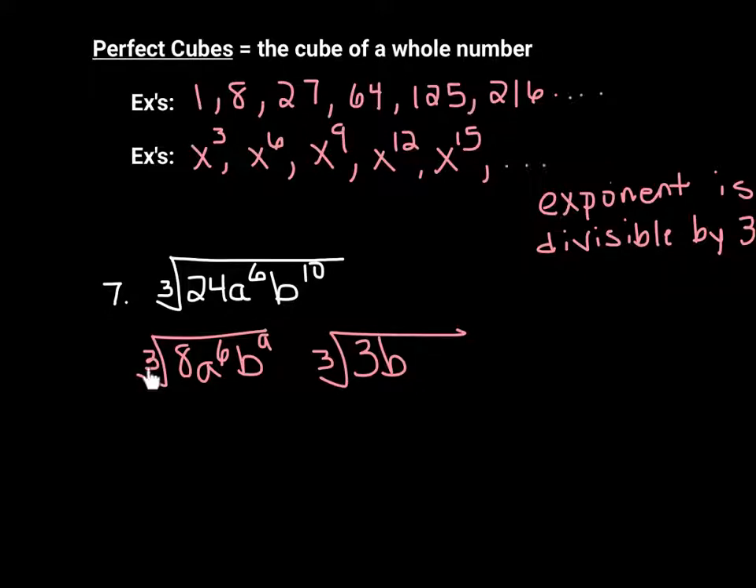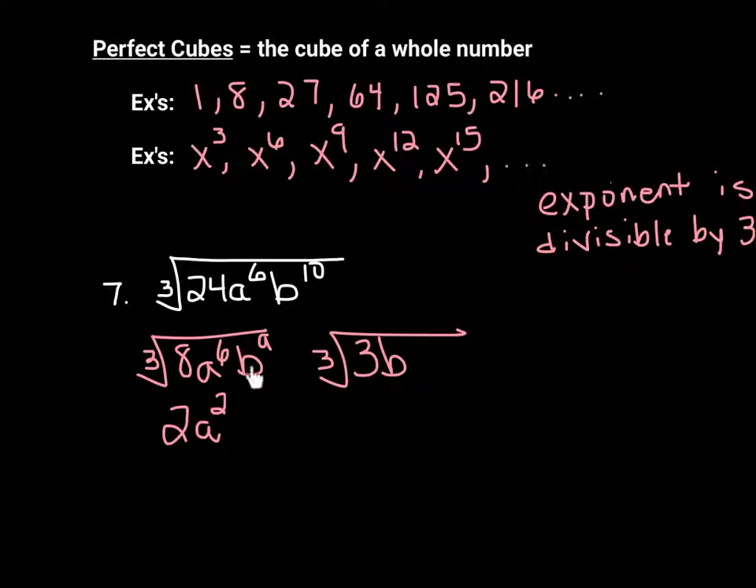So the cube root of 8 would just be 2, because 2 times 2 times 2 gives you 8. The cube root of a to the 6th would be a to the 2nd, because a to the 2nd times itself gives you a to the 6th. A shortcut way, there's a rule, we say power divided by root. If you take your power and divide it by the root, that'll give you our exponent right here.